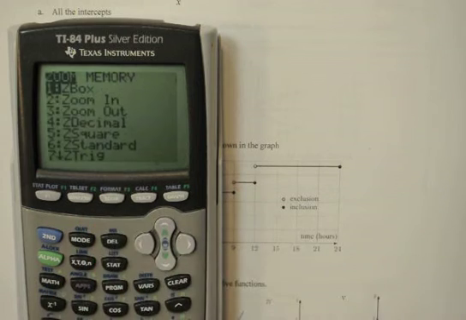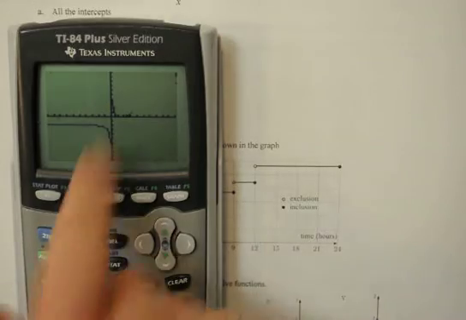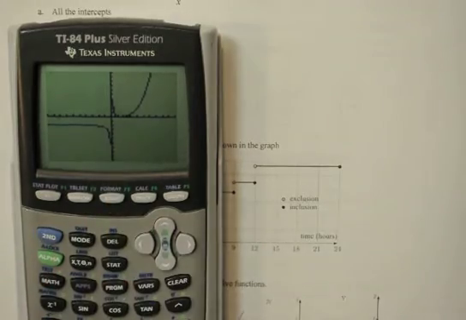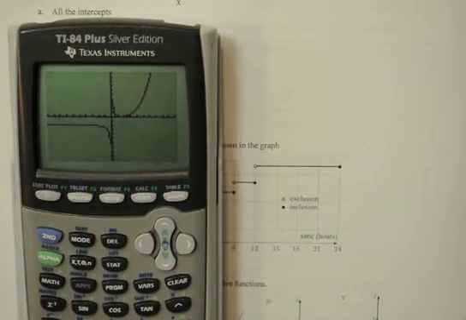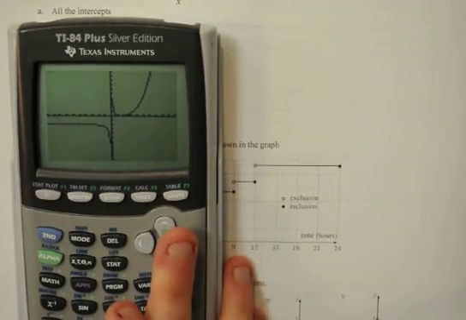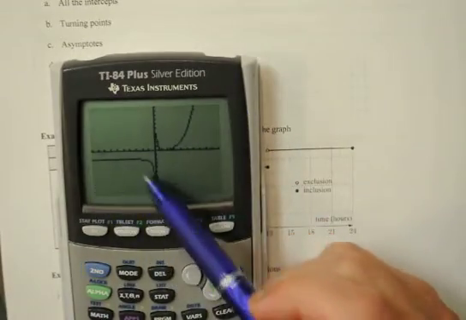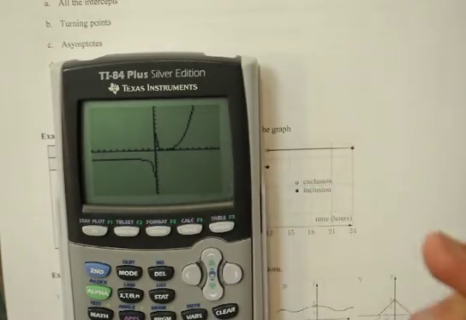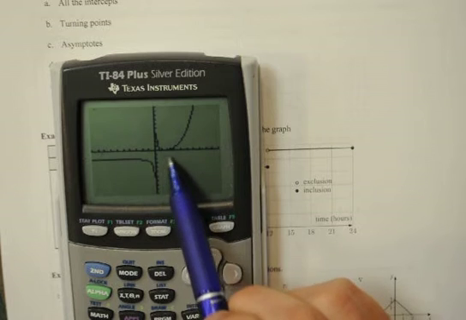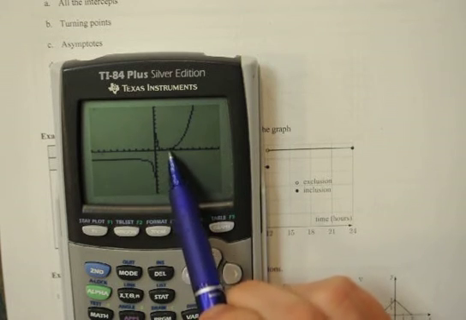I'm going to do zoom 6 so I get my standard window. There it is. Looks like we got a little asymptote action there. There's some stuff going on here. Interesting. So let's figure out what's happening. Find all the intercepts. Well, it looks like there's an asymptote here, and there might be an intercept there. Maybe we should zoom in and see. Let's zoom in and see.